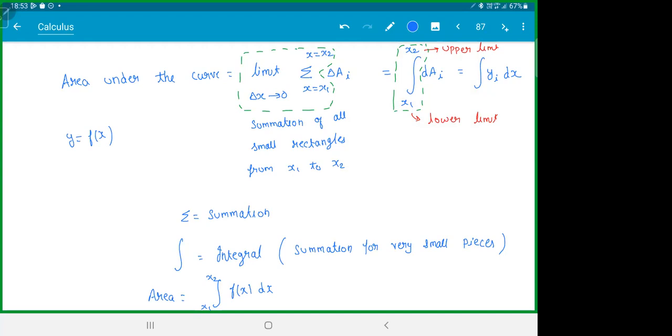So the basic idea of integration is this: whenever something is changing, we can't calculate directly. So you have to take small pieces and add them. That process is called integration. That's it. Just keep that simple.